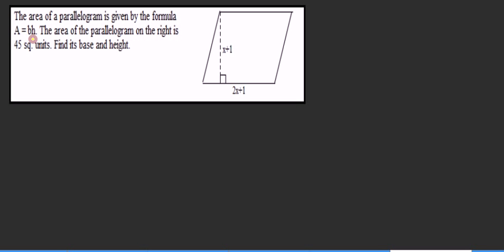This problem says that the area of a parallelogram is given by the formula area is equal to base times height. Now the area of this parallelogram is 45 square units. And we can see that the base and the height are given. In this case, the base is given as 2x plus 1, and the height is x plus 1. And they want us to figure out what the actual base and the height are.